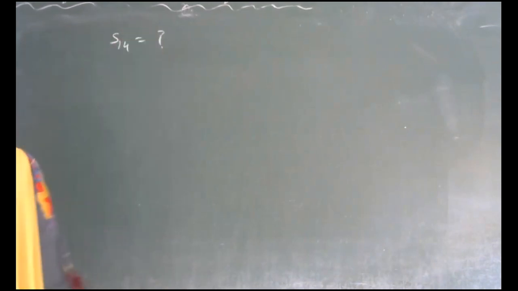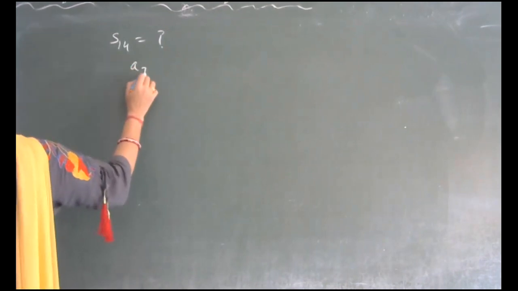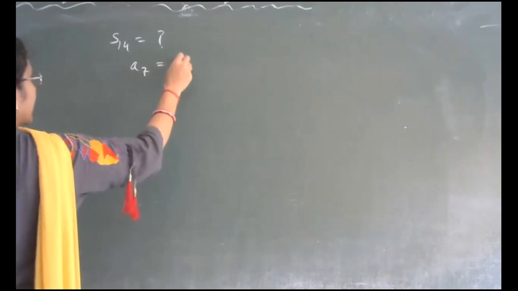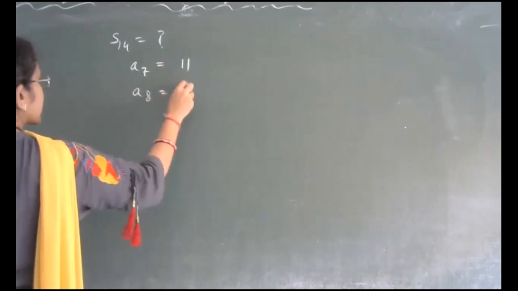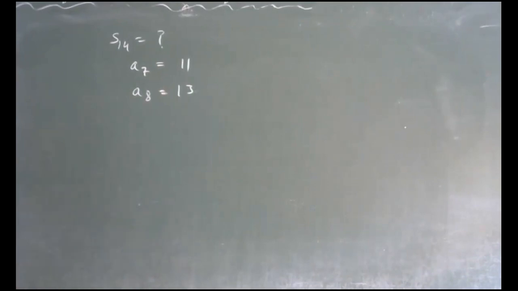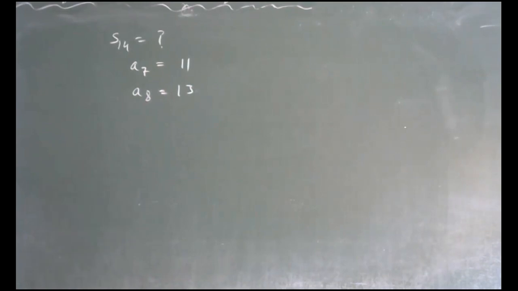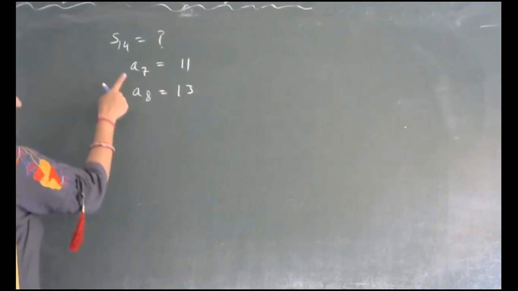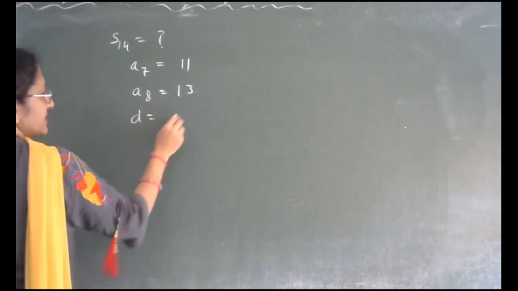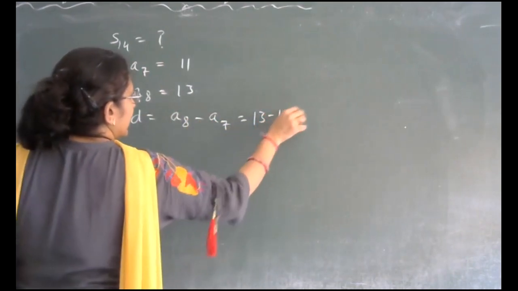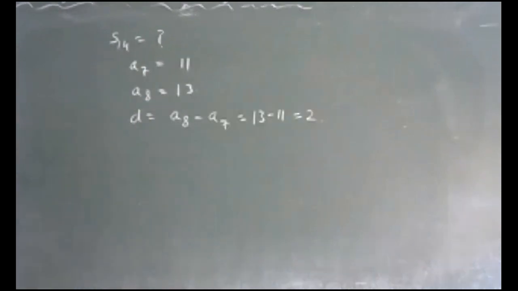You have to find out S14, the sum of 14 terms of the AP. Now here, A7, the 7th term, is 11 and A8 is 13. So these are two consecutive terms. If we subtract two consecutive terms, then their difference will be the common difference. 8th term minus 7th term, so the common difference is A8 minus A7, 13 minus 11, that is 2.